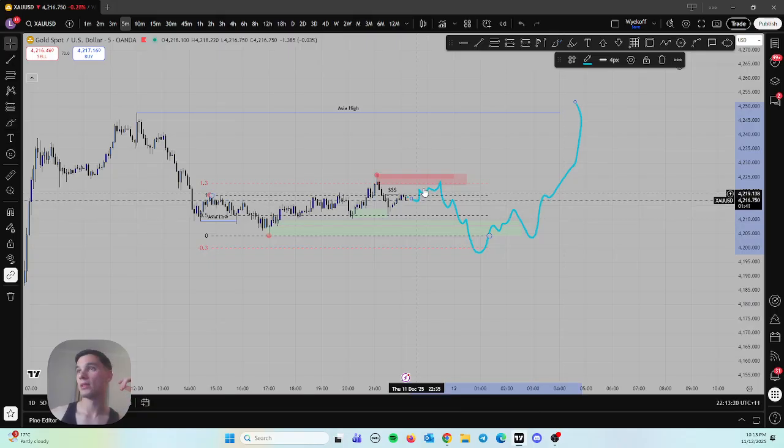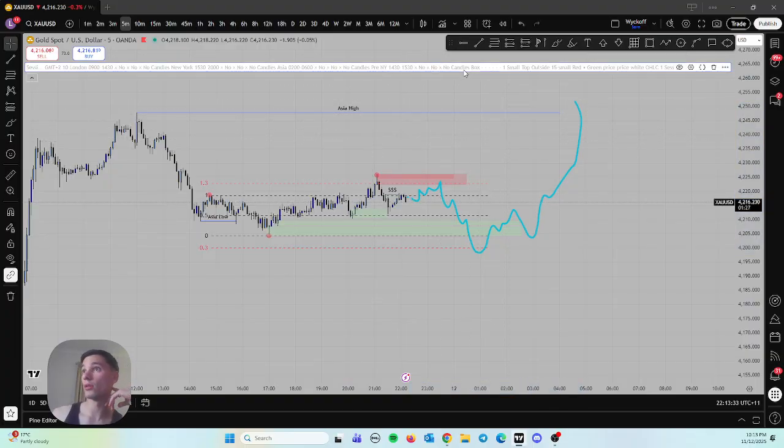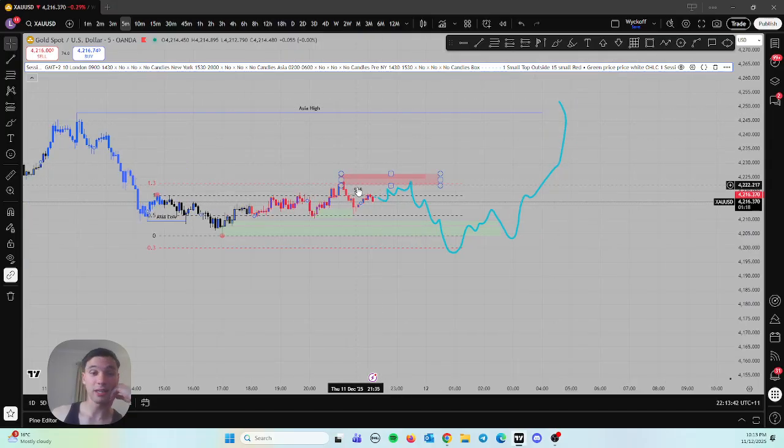We successfully complete this distribution just for the purpose of turning it into an accumulation, so we can sweep that Asia high. This could be something that could happen in New York. If the sessions come out, we can definitely see New York do this. New York open, come down, complete our distribution model, and then just go all the way back up.